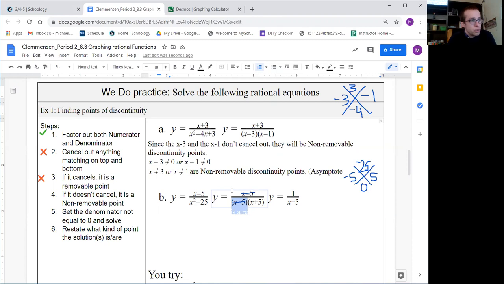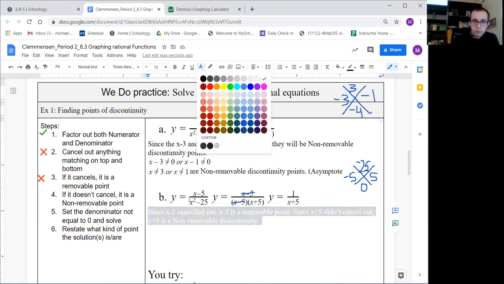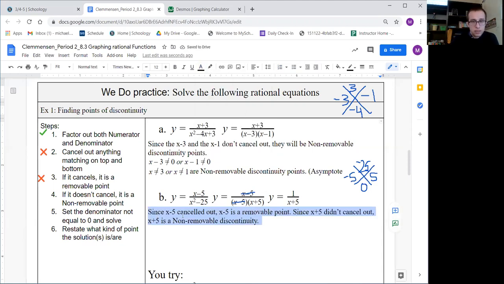All right, good, getting a couple more. This right here is a removable point, just like a lot of people said, because it cancels out. The other one doesn't cancel out, so it's going to be non-removable. Let's restate it. Since x minus 5 canceled out, x minus 5 is a removable point. Since x plus 5 didn't cancel out, x plus 5 is a non-removable discontinuity.